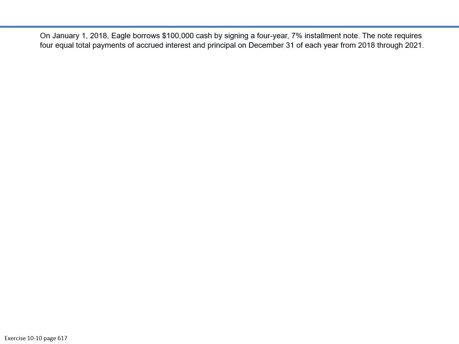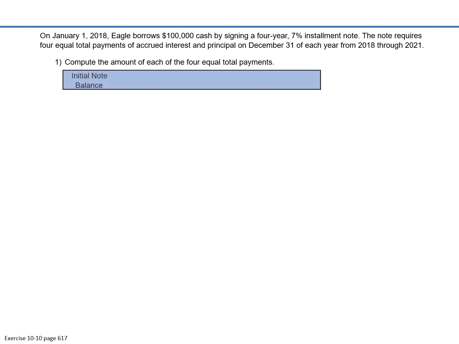All right, exercise 10-10. On January 1st, 2018, Eagle borrows $100,000 cash by signing a 4-year 7% installment note. So the note requires 4 equal total payments of accrued interest and principal on December 31st each year from 2018 to 2021. So compute the amount of each of the 4 equal total payments.